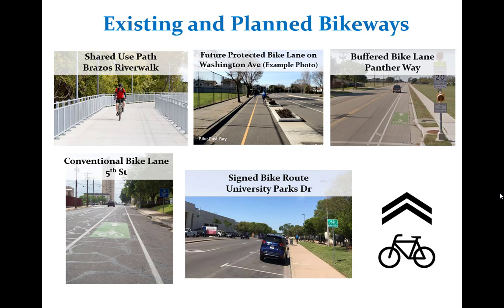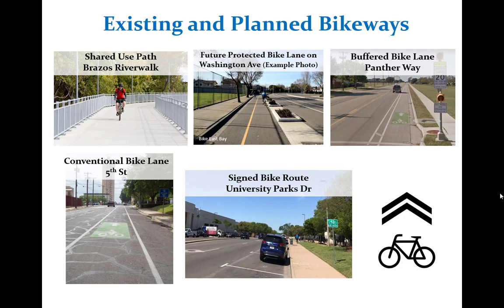Next is a buffered bike lane, which is like a regular bike lane except that it has a painted buffer area, usually 2 to 3 feet, that offers some additional separation from cars. This is an example from Panther Way. We also have traditional bike lanes like the one in downtown, for example on 5th Street.